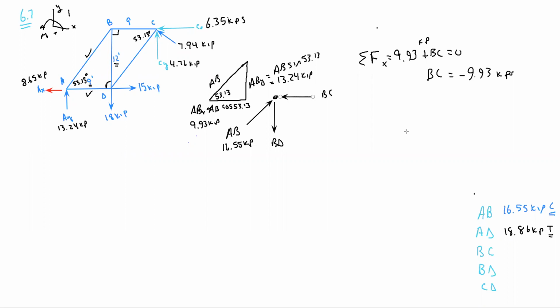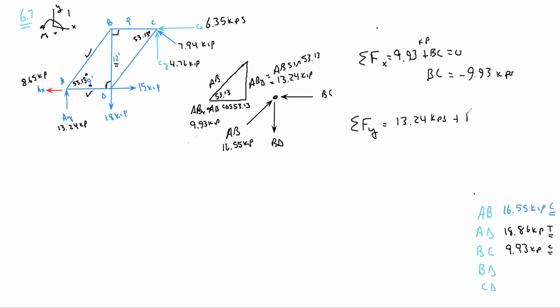With the arrow fixed, I can say with complete confidence that BC is in compression. Remember, the arrow going into the joint indicates that the member is in compression. 9.93 kips in compression. In the Y direction, we've got ABY, which is 13.24 kips.